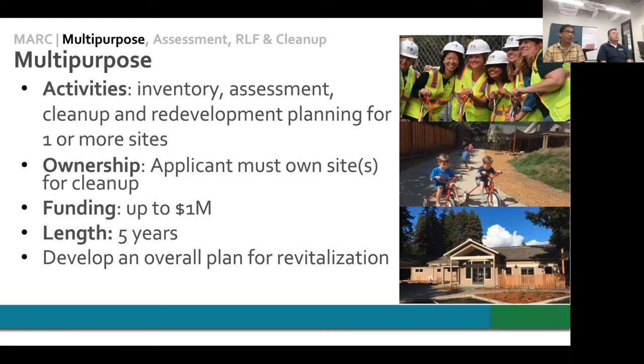To be eligible, the applicant has to be, again, a city, the eligible entity, and must own at least one site for cleanup, because it will fund assessment and cleanup and a whole lot of planning and outreach. It's up to 1 million dollars, up to 5 years. The goal is that you have a larger area, a neighborhood or a corridor, with several sites where you want to do some really major planning, and that's what Roseanne's project is about.